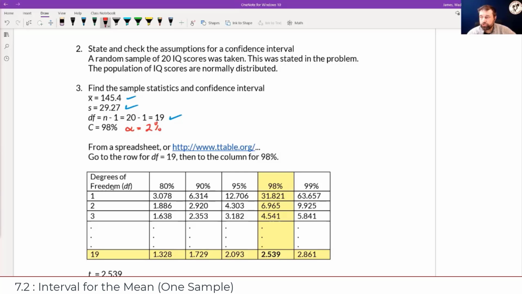So now we go out to our t table and we look up the degrees of freedom, which are 19. So we look up 19 and then we find the 98% confidence and we follow these across, boom, boom, and we find a t-score of 2.539. So that's our t-score. That's how many standard deviations away from the mean the 98th percentile is, or the ends of the 98% area, okay?